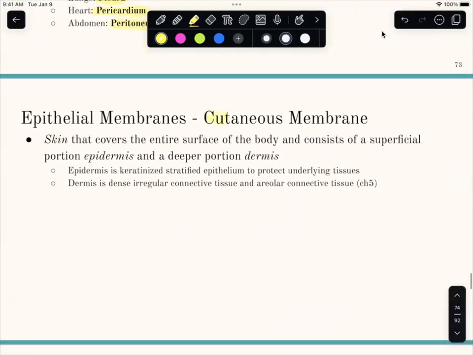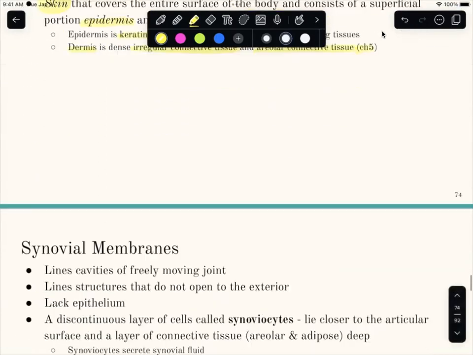Then we have our cutaneous membrane. Our only cutaneous membrane is your skin. It is made of different layers, which we'll go over in Chapter 5, the epidermis and the dermis. Your skin is keratinized, stratified squamous epithelium. That keratin, that protein, is helping to protect your skin. We'll go into more detail in the next chapter about the epidermis, that top layer of your skin, and then that dermis, which is connective tissue underneath, 2 different types even. We'll go into a lot more detail about all of that in the next chapter.